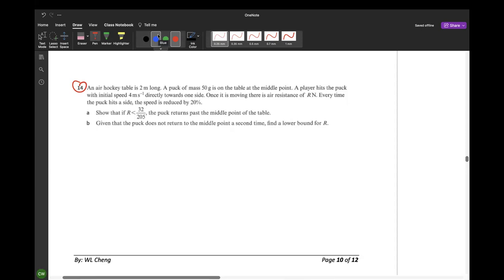A hockey table 2 meters long. A puck of mass 50 grams on the table at the midpoint. Hit the puck with initial speed directed to one side. It's moving, and there is an air resistance of R. Every time the puck hits the side, the speed is reduced by 20%. So that if R is less than this, the puck returns past the middle point of the table. Try and see.